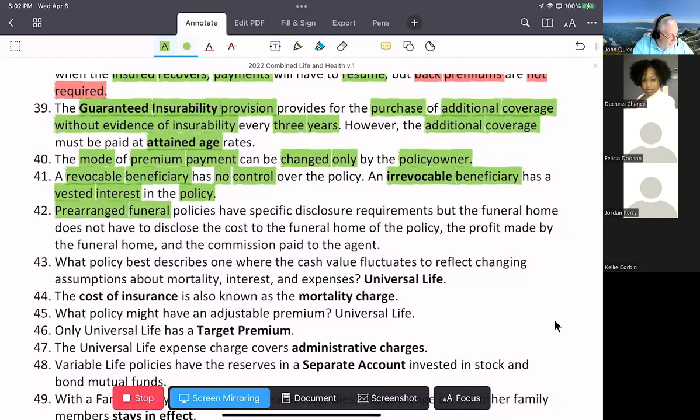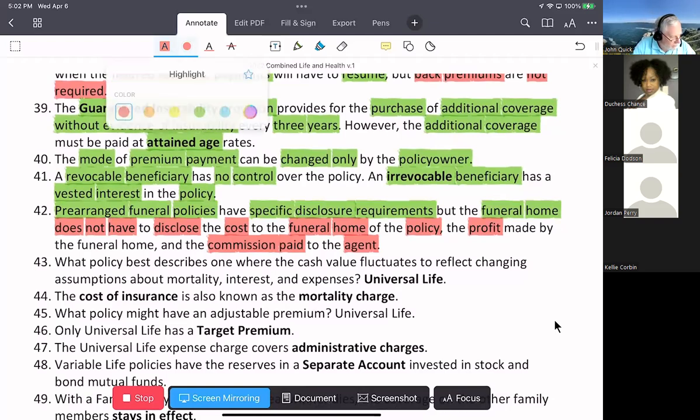Prearranged funeral policies. What is that really? You just buy a life insurance policy in an amount to pay for your funeral. They have specific disclosure requirements, but the funeral home does not have to disclose the cost to the funeral home of the policy, the profit they made off the policy, and the commission paid to the agent. Now, they do have to tell you the cost of the casket, the transportation, digging the hole and filling in the hole, but they don't got to tell you how much money they made.